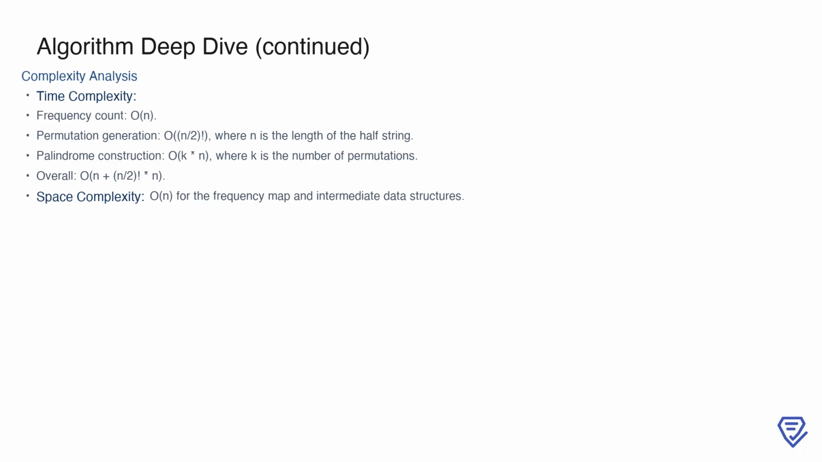As for space complexity, we use n space for the frequency map, the half string, and other intermediate data structures. This ensures the algorithm is efficient and scales appropriately for moderately sized input strings.